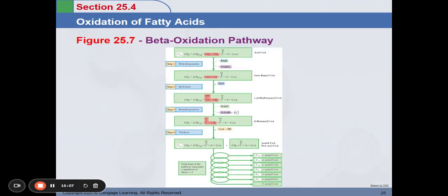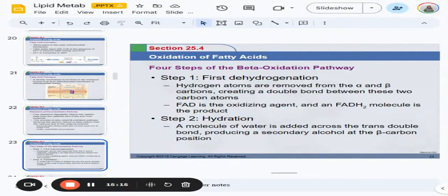Let me take you to this photo. Hold on, if I can extract this one. I hope you're seeing this. So we have four steps in the beta oxidation pathway. Step one is dehydrogenation, meaning you're removing hydrogen. On step one, you may notice that we have removed one hydrogen right here and another one here.